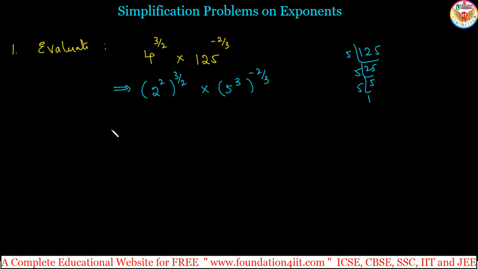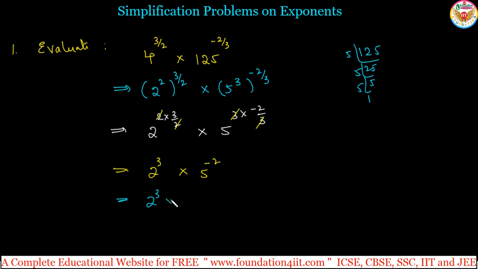Next, the formula (a to the power m) whole to the power n is a to the power m into n. So 2 into 3 by 2, the powers you multiply, again multiplied with 5 to the power 3 into minus 2 by 3. Then we can cancel the 2 and 3 in numerator and denominator. Next, 2 to the power 3 is multiplied by 5 to the power minus 2. Make the power positive.